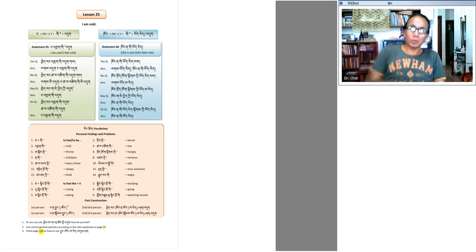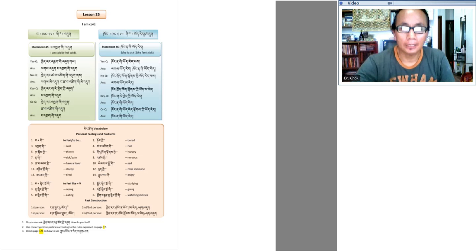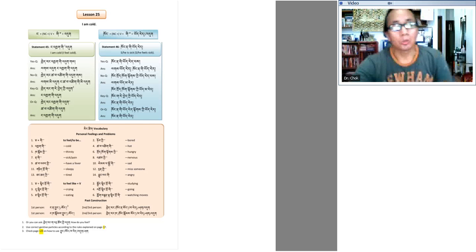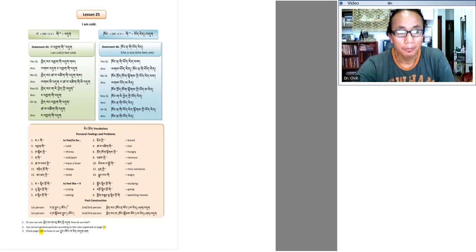So that's very simple. Okay. So another construction we are going to do today is about feelings and problems. The construction is pretty different in pattern. So if you look here, personal feelings and problems. So verb plus we use E, but we change it. This is the particle.